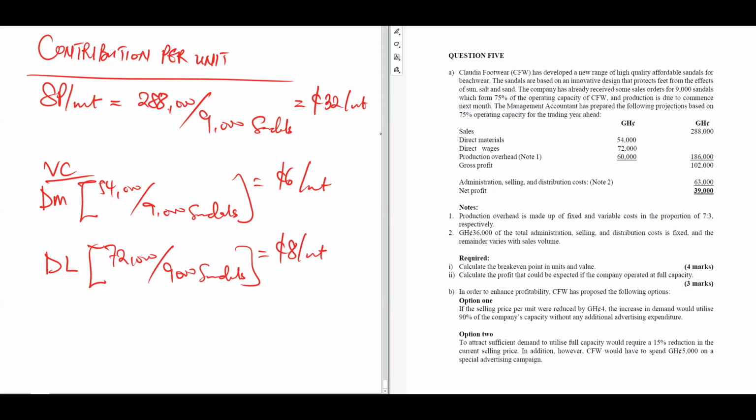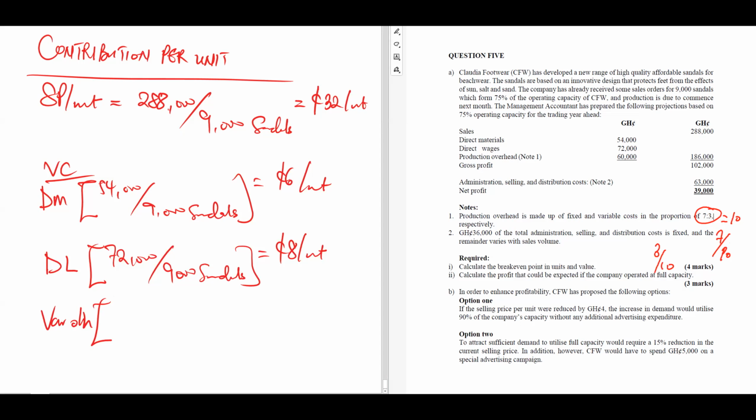And then we come to variable production overhead. When you look here, it tells us that production overhead is made up of fixed and variable proportions 7 to 3 respectively, right? So that means 3 out of 10, or 30% of it, is variable. Do you all agree? Yes, sir, it's split 7 to 3, and 7 plus 3 is 10. So fixed is 7 out of 10, and variable is 3 out of 10.